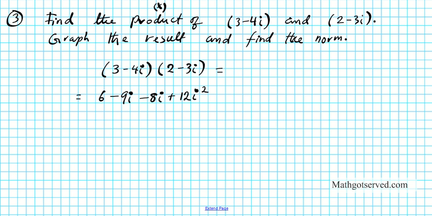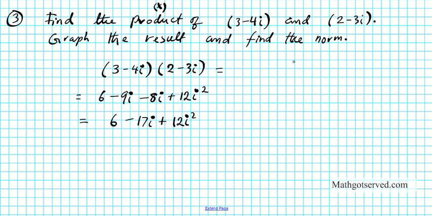Okay, let's simplify this. We're going to have 6 minus and minus, you add them and keep the sign. So we have minus 17i plus 12i squared. Now what's wrong with this picture? Remember, I cannot have a power bigger than 1. If it has a power bigger than 1, it must be reduced, alright?